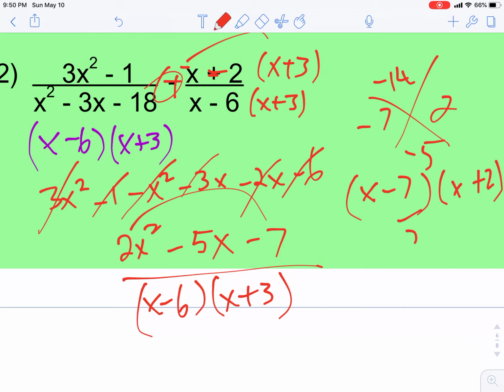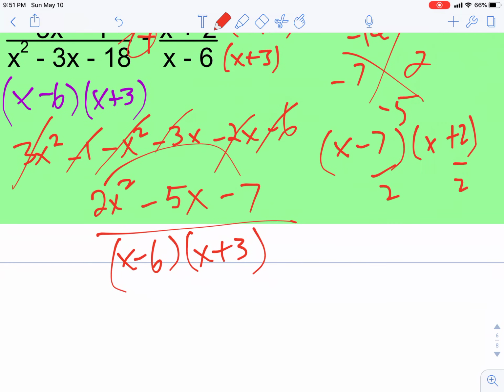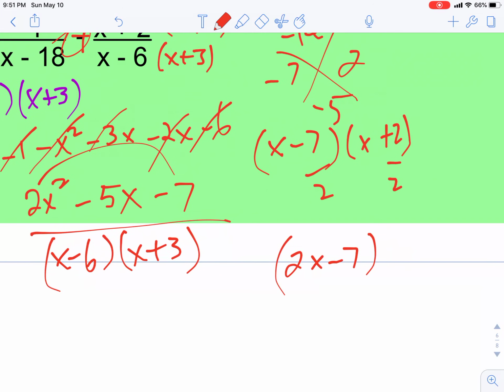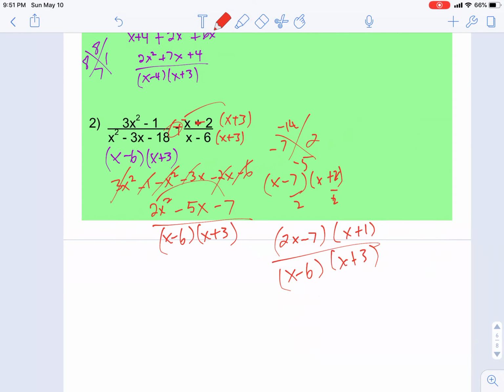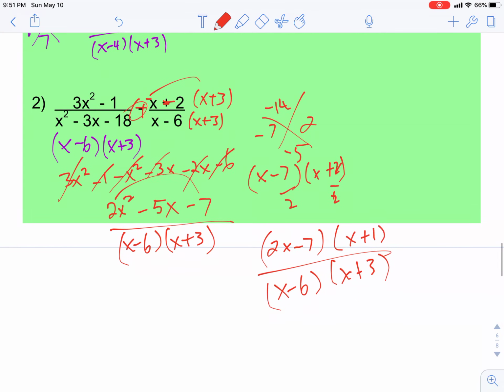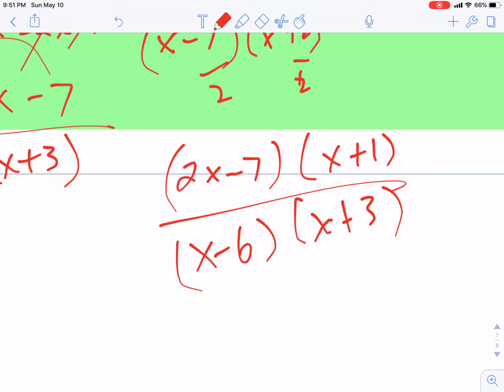Again, divide each of those by the 2 that was out front. So my two factors on the top are going to be 2x minus 7, and 2 divided by 2 is 1, x plus 1. However, they don't match up with any of the factors on the bottom. So if we're talking domain restrictions, what can't x be in this case? X can't be 6 and x can't be negative 3.